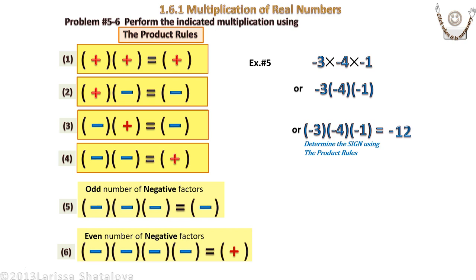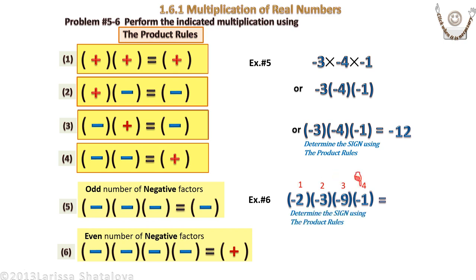Example number 6. We have negative 2 times negative 3 times negative 9 times negative 1. We have to determine the sign first. So let's count the number of negative factors. 4 of them. Even number of negative factors. So the result is positive, and then we will multiply 2 times 3 times 9 times 1, and it will be 54.